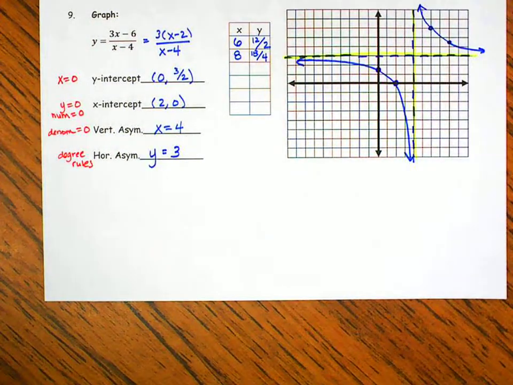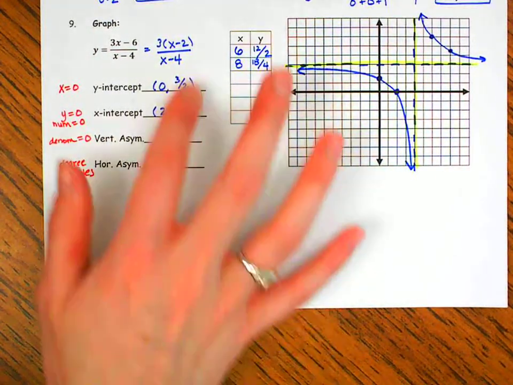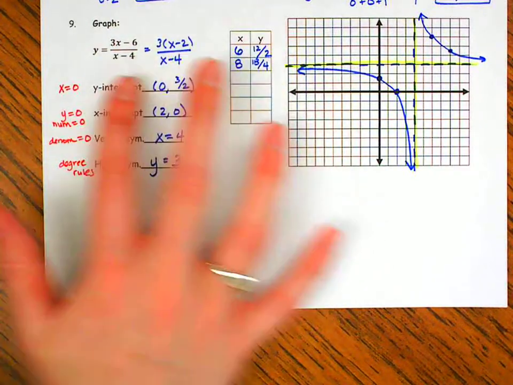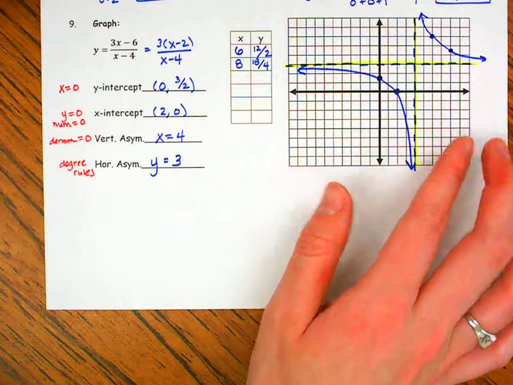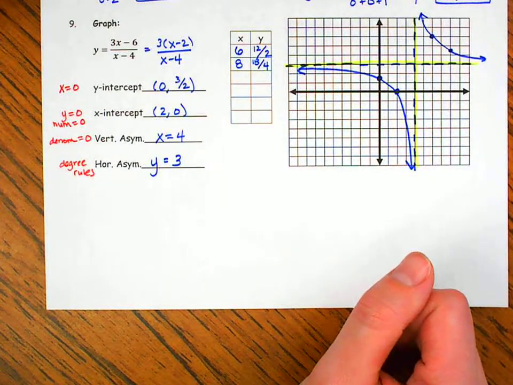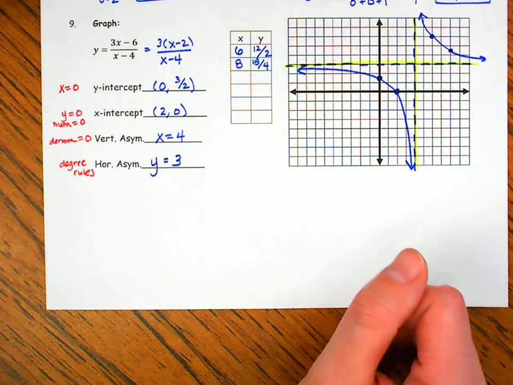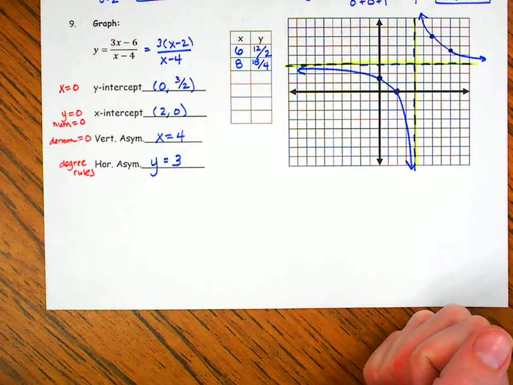Okay. When we graph rationals, remember we're going to have to find these first. We plot everything we know from this, and then we just find any additional points that we need to make sure we have at least 2 points from each section. So I hope that was helpful for you guys. Again, reminder, our test is coming up soon. Let me know if you have any questions.